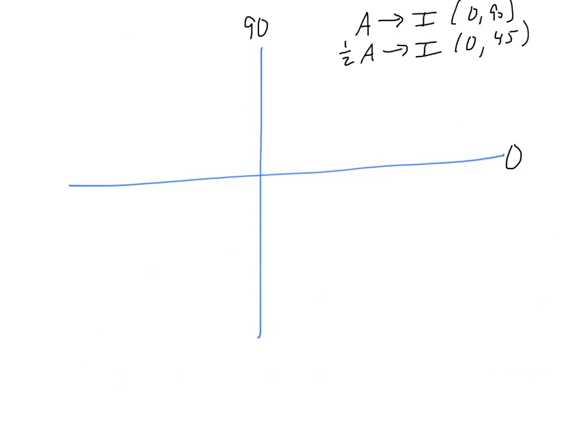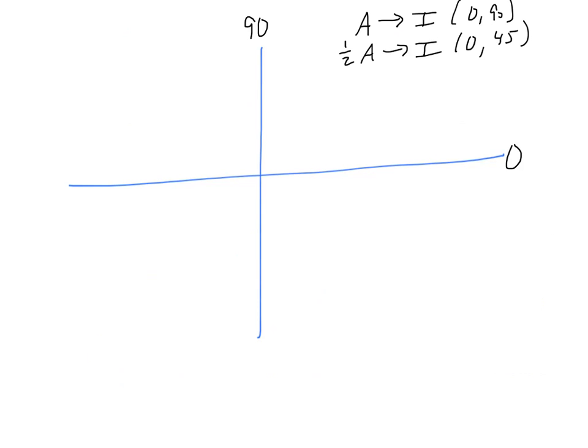With that in mind, let's look at all the quadrants. Quadrant 1 is from 0 to 90, not including the endpoints. So if angle A is in quadrant 1, then its half angle will also be in quadrant 1, because the interval for quadrant 1 is from 0 to 90, which means the half angle will be between half of 0, which is 0, and half of 90, which is 45.